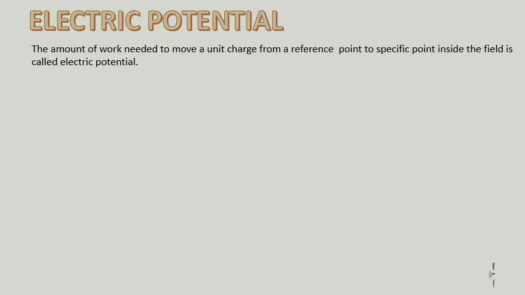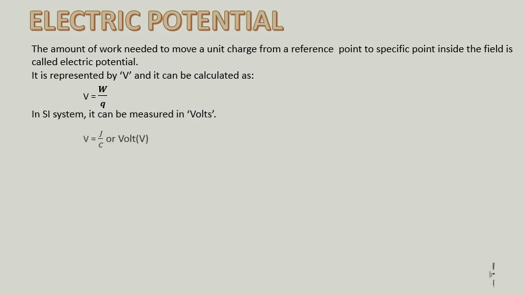The formula for the electric potential is V equals W over Q, and it is denoted by capital V. Its unit is joule per coulomb, and this is known as volts, so we can measure the electric potential in volts.